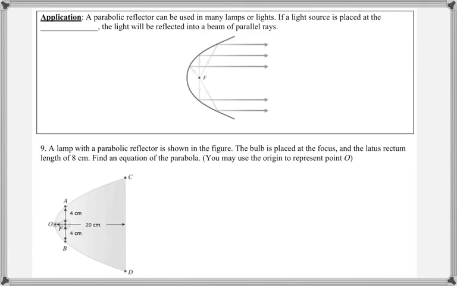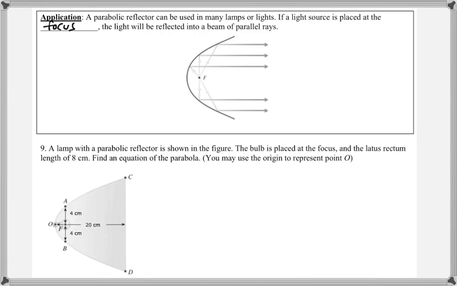The parabola has many different applications, and it's mainly because of the reflective property that it has. So a parabolic reflector is one of those applications, and it can be used in many lamps or lights. And if a light source is placed at the focus, the light will be reflected into a beam of parallel rays.